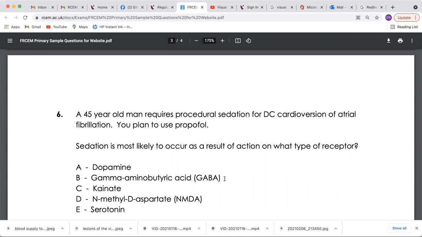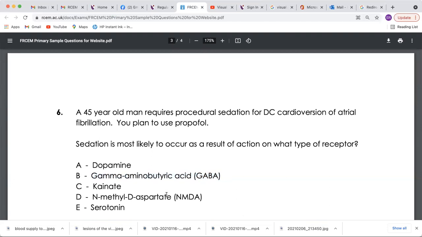So most of the general anesthetic or sedative drugs act on GABA receptors, except for, I would say, ketamine, which acts on the NMDA receptor. So Propofol is a GABA receptor agonist, it increases the duration of opening of the GABA-activated chloride channel, which causes influx of chloride into the neuronal cells, causing hyperpolarization and then resulting in sedation. All right, so that's another straightforward question.